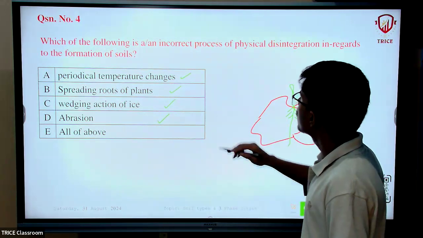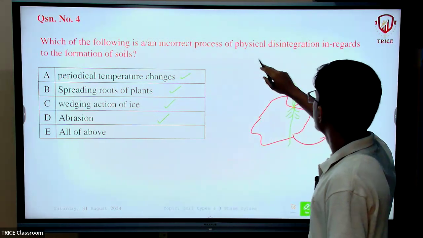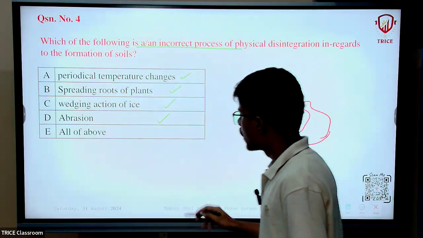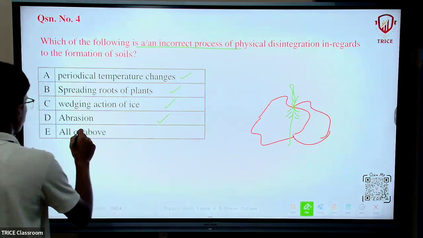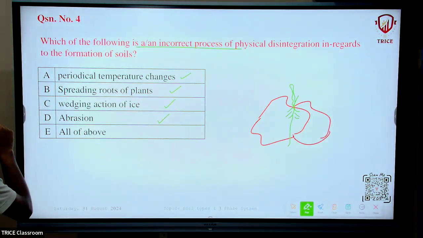Okay. So here, which of the following is incorrect regarding the process of physical action, right? Incorrect, nothing but we have to choose the wrong option, right? So you can observe here the wedging, the physical disintegration regarding the formation of the soil.